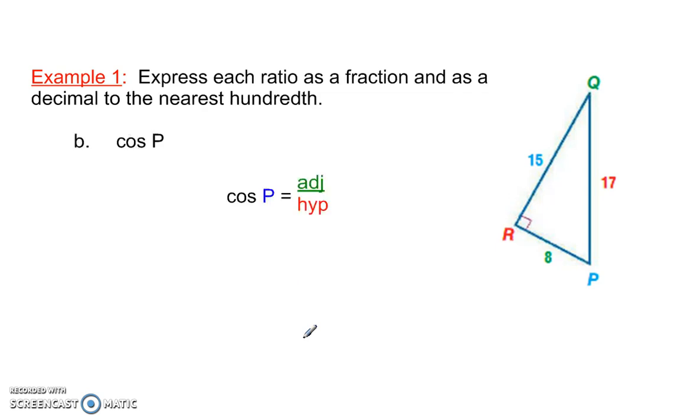Cosine P, remember sohcah, cosine is adjacent to hypotenuse, so the adjacent side to P is 8, and the hypotenuse is still 17. Divide those, you get 0.47. And then the tangent P, we do opposite to adjacent, toa, and that is 15 over 8. Divide those, and you get about 1.88.